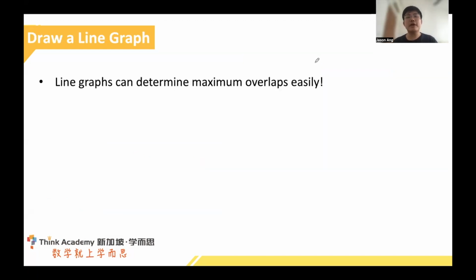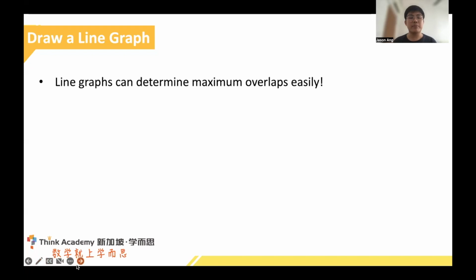Now, there's a special method that I would like to share with all of you, which is how to draw a line graph. A line graph also plays a part in helping us to observe your inclusion and exclusion graph, but it's something that is not really taught that often. But I personally feel it's still quite helpful, hence I'm sharing it for everybody here. Now, a line graph can help you determine your maximum or minimum overlaps pretty easily.